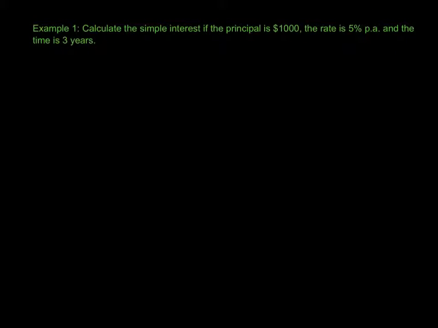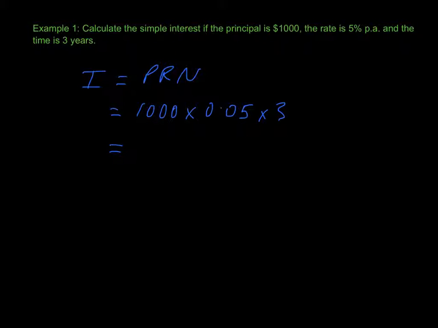So calculate the simple interest if the principal is $1,000, the rate is 5% P.A, that stands for per annum, which is yearly, and the time is 3 years. So we'll write our formula down again. I equals PRN. And now we're just going to substitute in the information that we have. So the principal is $1,000. The rate is 5%. I'm going to put that as a decimal, 0.05. And the number of years is 3. Okay, and that comes to equal $150.